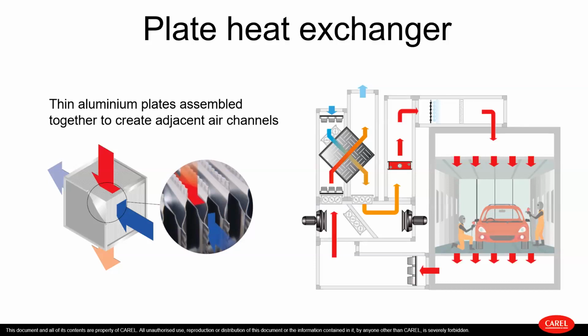So as you can see, this is a static component which is installed between the return air and the outdoor air in order to recover energy from the chamber towards the supply air. Here you can see on the right a picture of a full fresh air handling unit for the painting cabinet, where there is the plate heat exchanger installed between these two airflows.